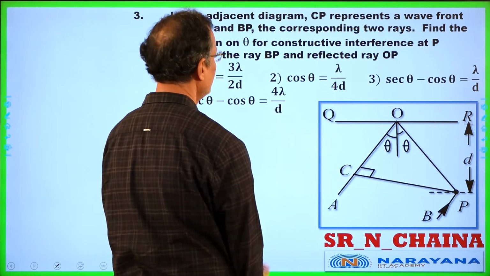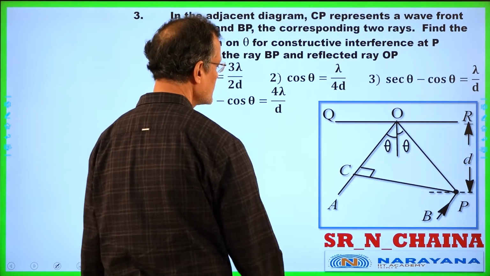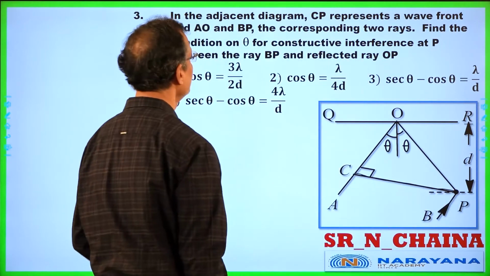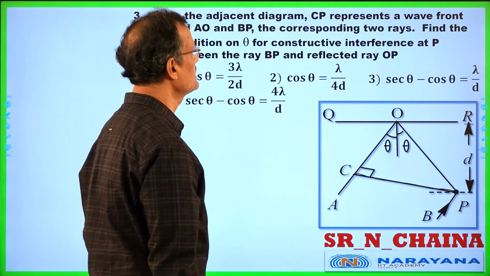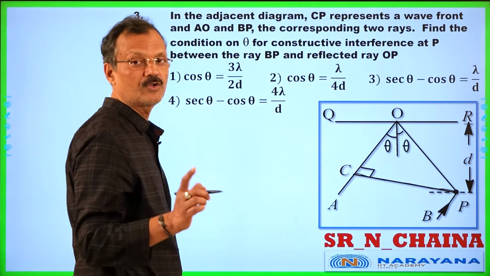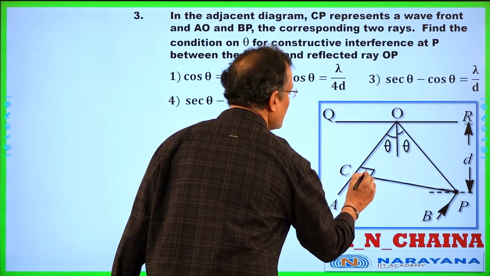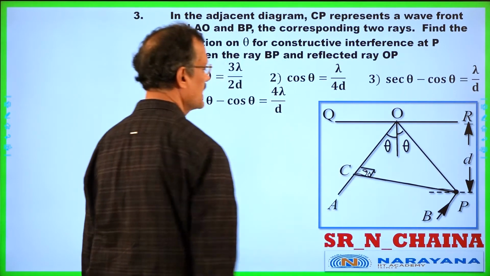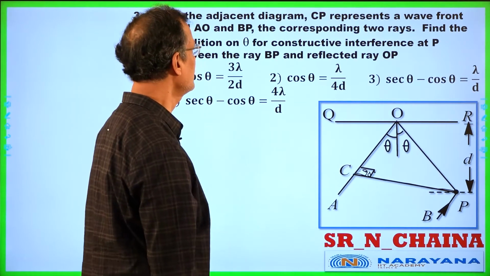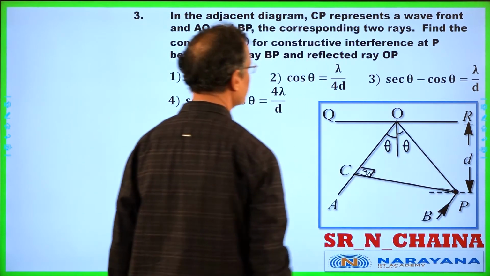Undoubtedly reflection is occurring, you have an interface. You see that this is a wavefront. In the adjacent diagram, CP represents a wavefront. Wavefront means the angle between this ray and the wavefront will be 90 degrees. So this angle is certainly 90 degrees. They want the condition for theta so that there would be constructive interference at point P.